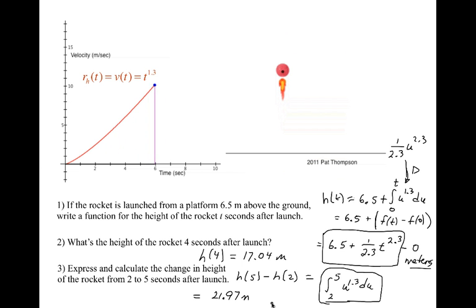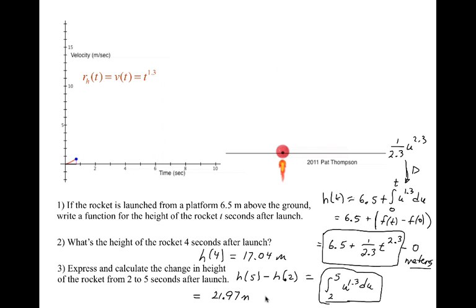And what will happen when you do h of 5 minus h of 2? You'll subtract them out, right? H of 5 will have 6.5 added, and h of 2 will have 6.5 added, and those will cancel out. That's why the integral has nothing to do with the 6.5. So it doesn't matter what we initially start the rocket at. The change from 2 seconds to 5 seconds is irrespective of that.